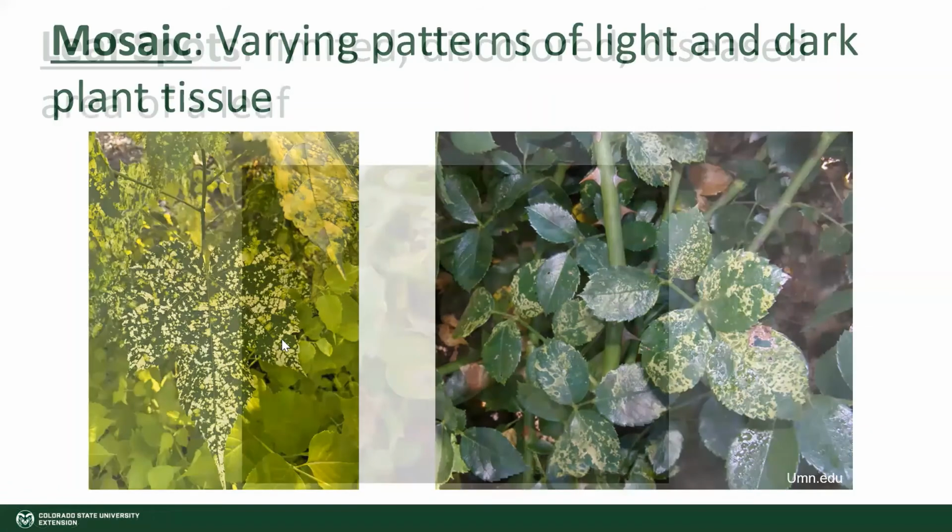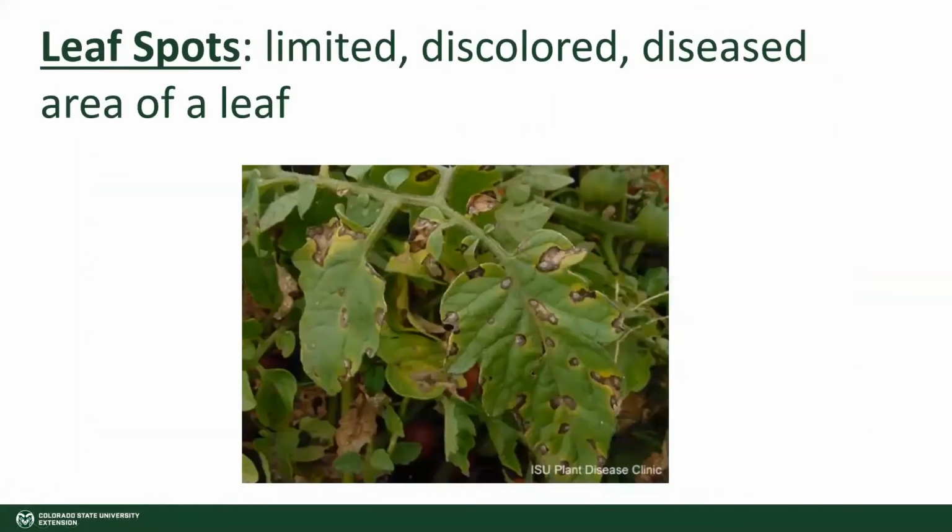We could also have leaf spots, and these are limited, discolored disease areas of the leaf. I'm showing you, this is a dead spot, this is a dead spot, and they are very characteristic. So you can determine that this is a leaf spot, and something is happening. This is probably one of the most common symptoms, those leaf spots.